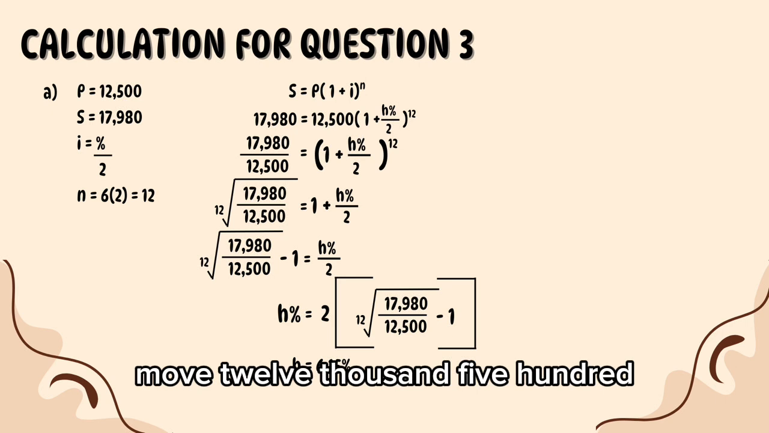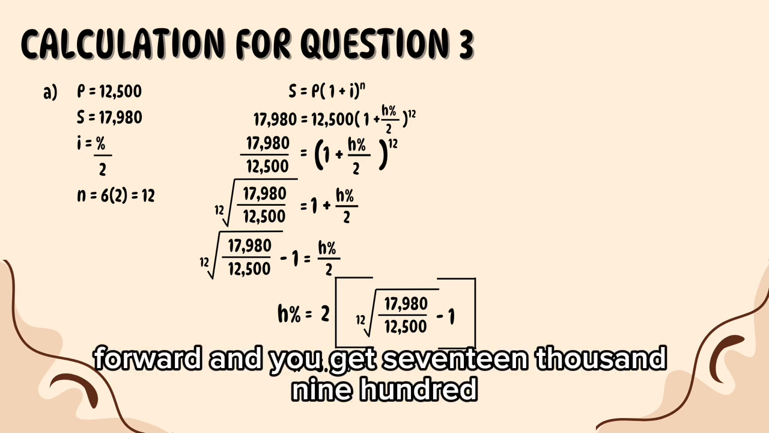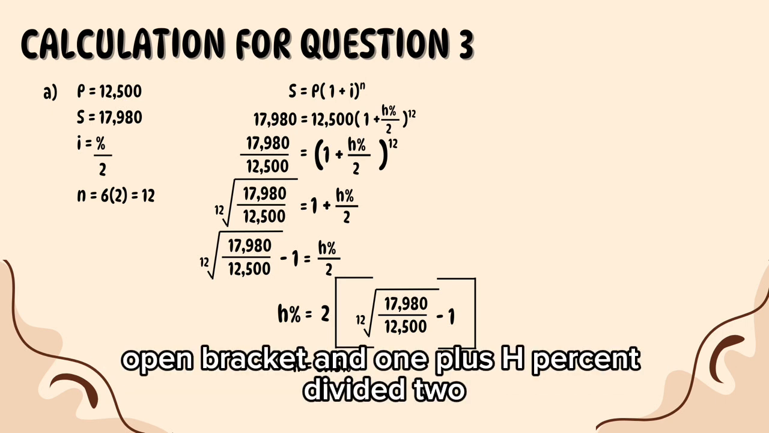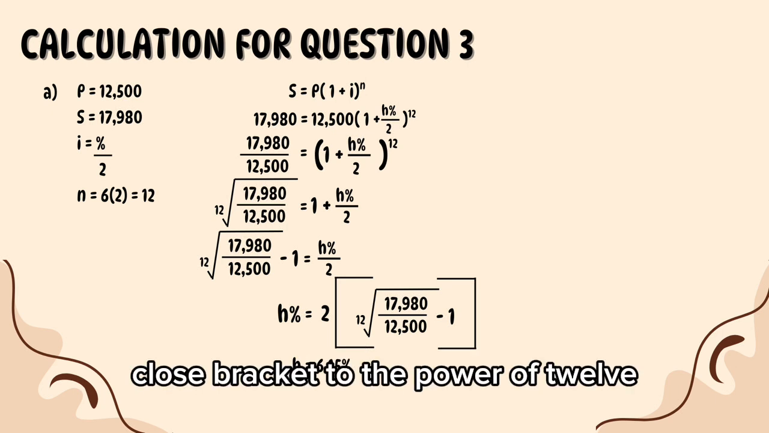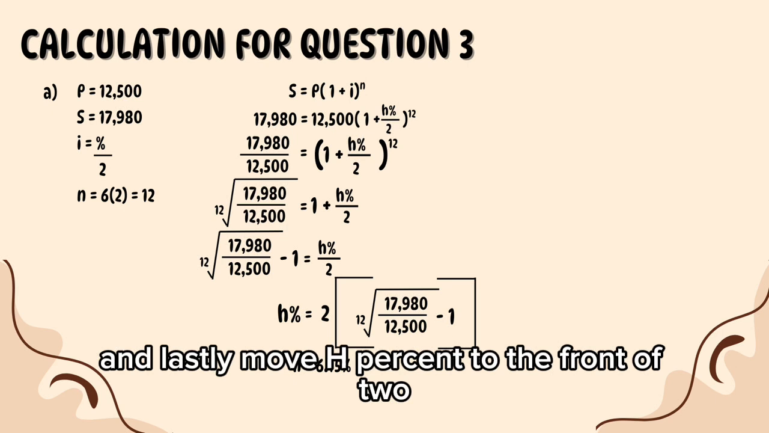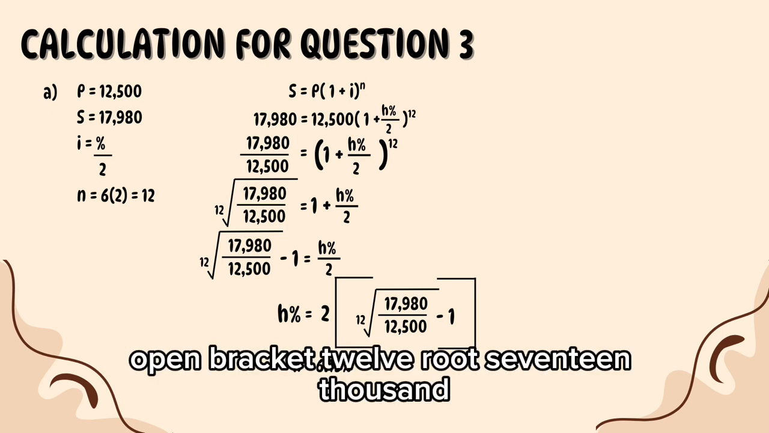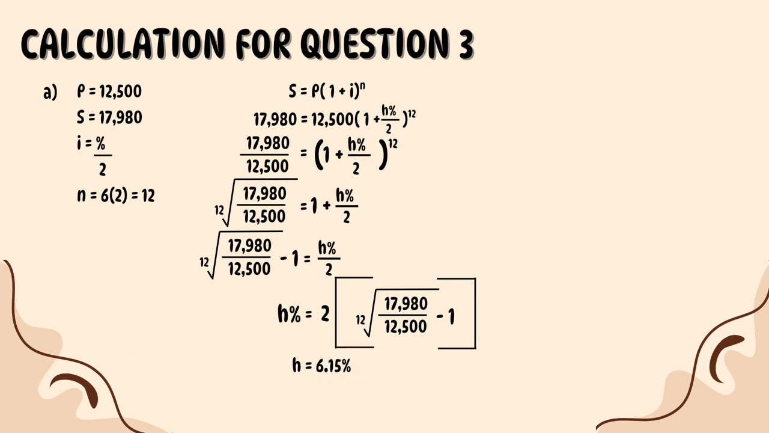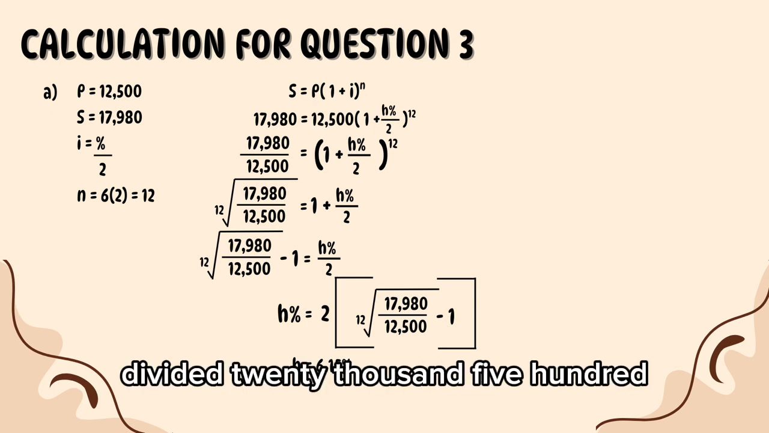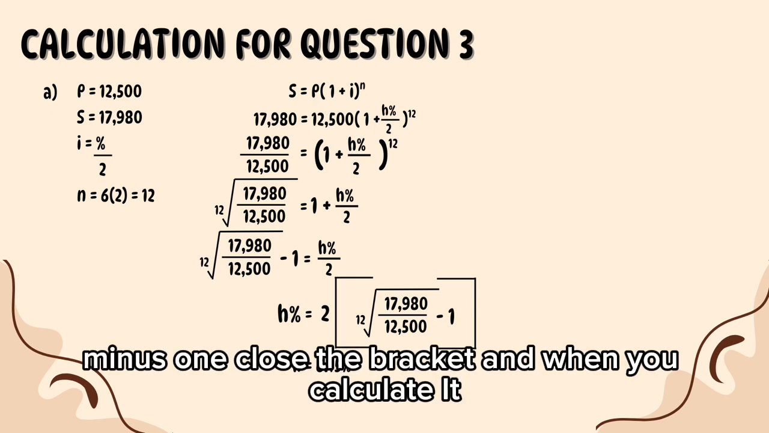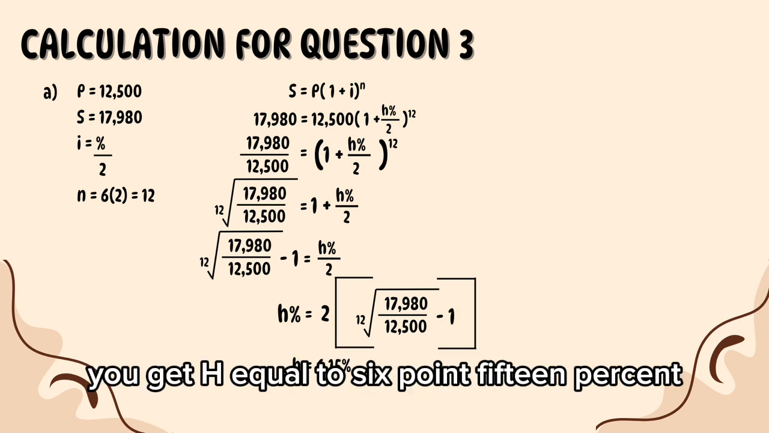Move 12,500 across and you get 17,918 divided by 12,500 equals open bracket 1 plus H percent divided by 2 close bracket to the power of 12. Lastly, move H percent to the front: 2 open bracket 12th root of 17,918 divided by 12,500 minus 1 close bracket, and when you calculate it you get H equals 6.15%.